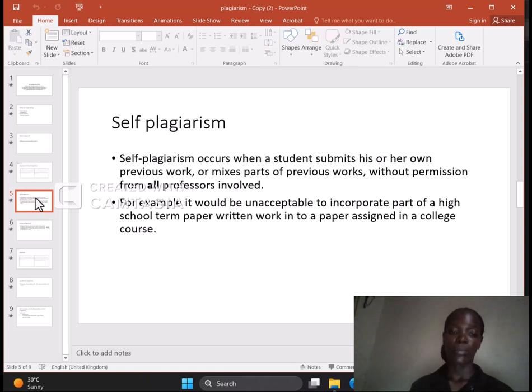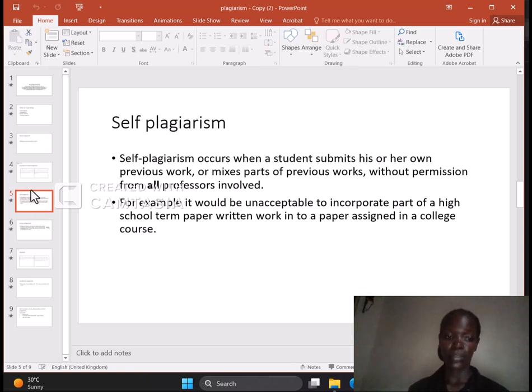So self-plagiarism is simply when you submit your work twice. You are given work, you write it, then the other person gives you the same or similar work, but you use the exact information you had handed in to complete the other assignment. That is what we refer to as self-plagiarism.